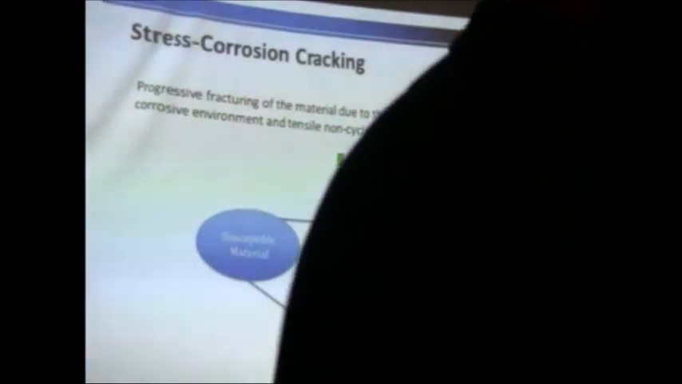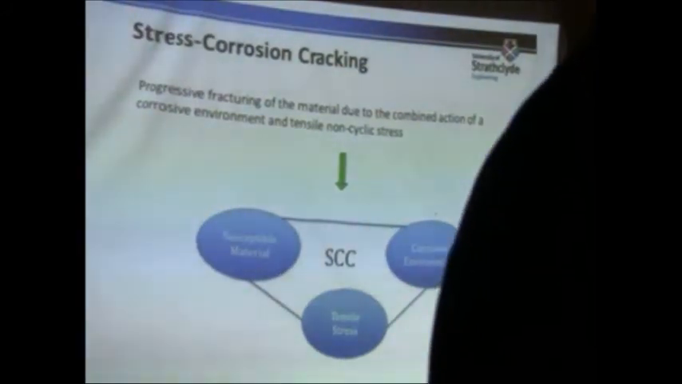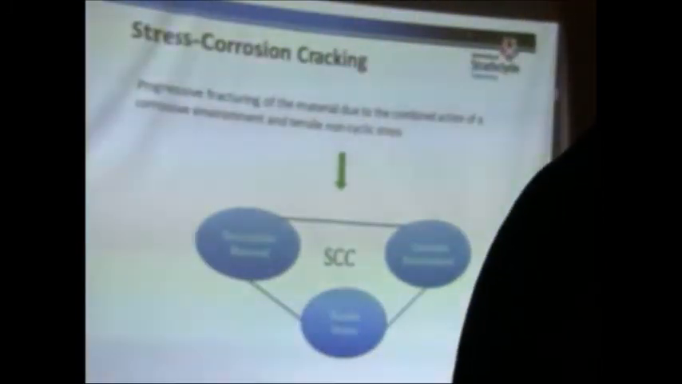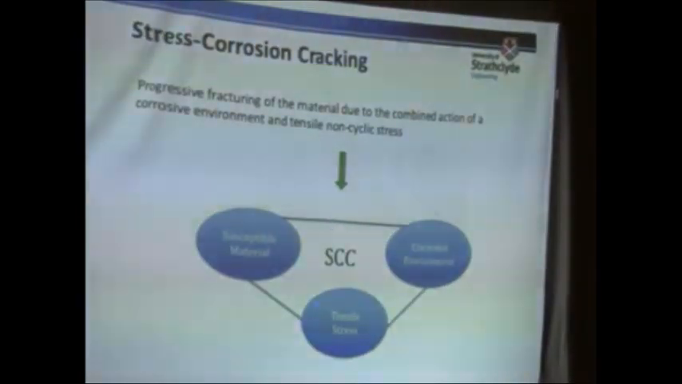When we talk about stress corrosion cracking, there are many different types of corrosion mechanisms. But when we say stress corrosion cracking, we need three things to come together so that it can occur. First of all, our material should be susceptible to corrosion, and then we should have a corrosive environment, plus we also need to have a tensile loading. Once these three things come together, we can experience stress corrosion cracking.